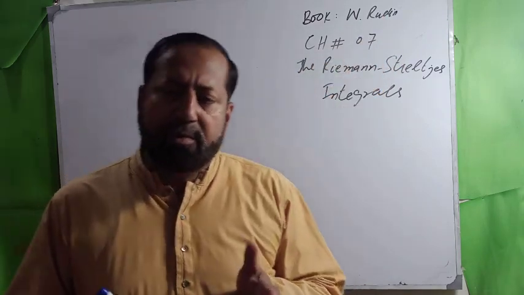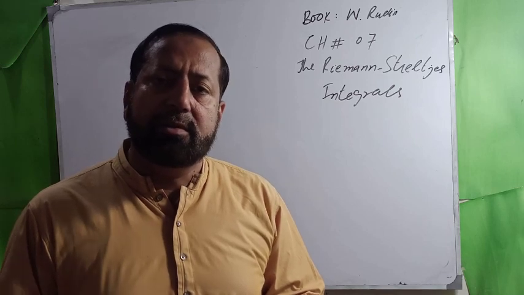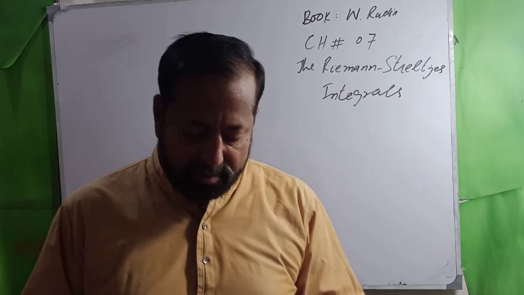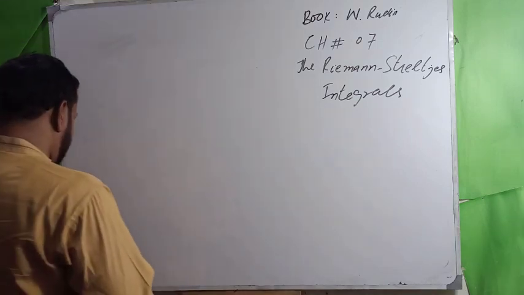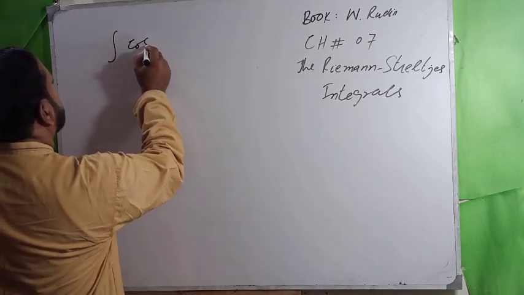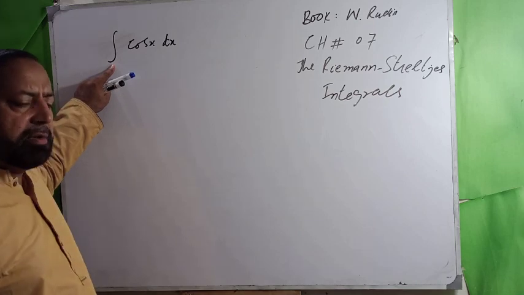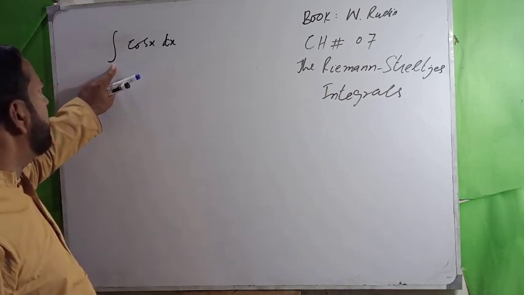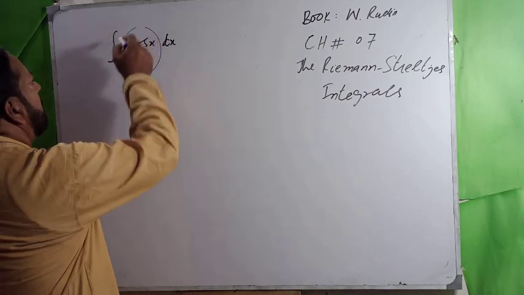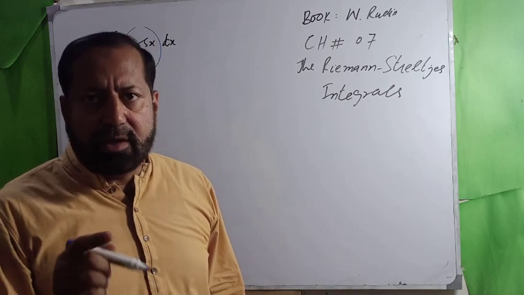Before starting formal definitions, I want to tell you about two words which we are using frequently. One is antiderivative and the other is integral. Antiderivative. See, if I want to find the integral of cos x dx, this symbol is used for antiderivative. So when I want to find the antiderivative of cos x, it means that I want to find a function f(x) for which cos x is its derivative, right?